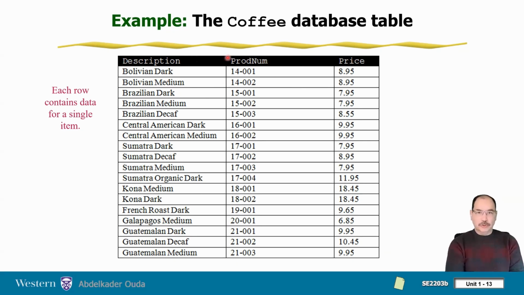If you need to compare this with a class, that means this is one UML class. And in that class, we have an attribute called description. We have an attribute called product number, another attribute called price. And each of these rows of data represents an object of that class.